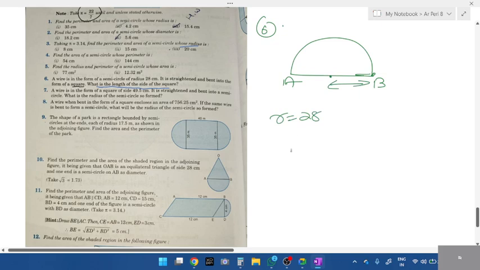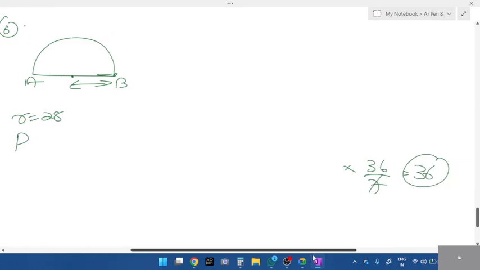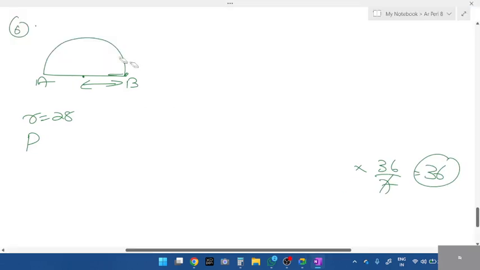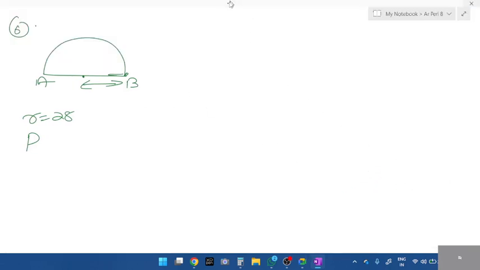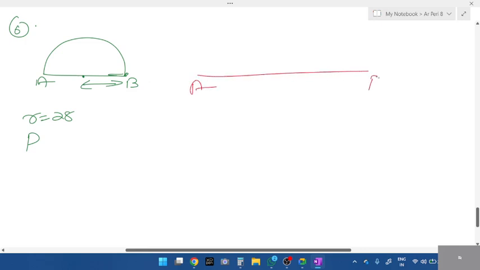Find the perimeter of this. See, I'll tell you the logic. A wire is in the form of a semicircle of radius 28. It is straightened and bent into which form? It is straightened and bent into the form of a square. What is the length of a side of the square is what they've asked. The concept here is this is a semicircle. It is made up of wire. If you straighten this wire, doesn't it become like this? In this shape? Respond, all of you.